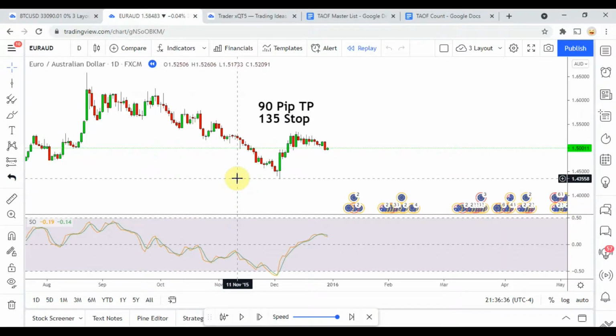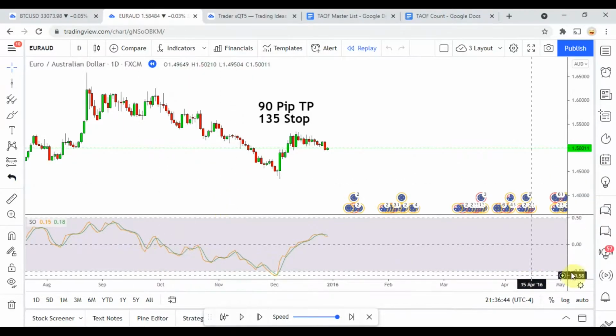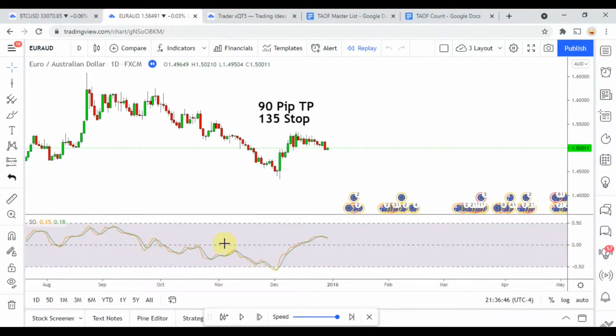Okay, so today's indicator is the strength oscillator. And you can see it here on the bottom of the screen. Basically, we have a few oscillating lines and we have a zero line. And really what we are looking for is when these oscillating lines cross up above the zero.